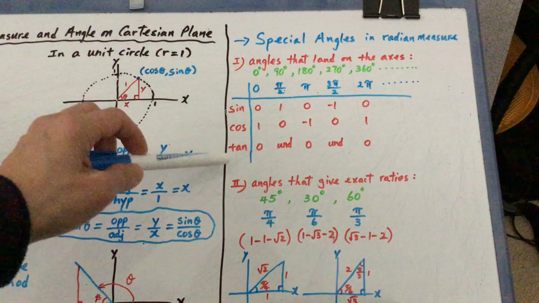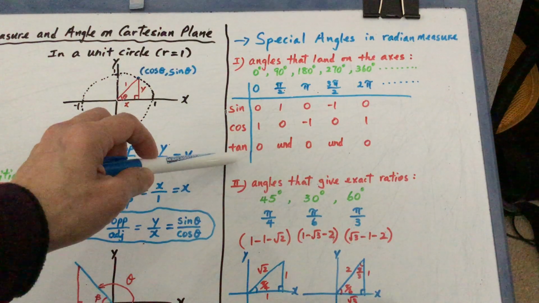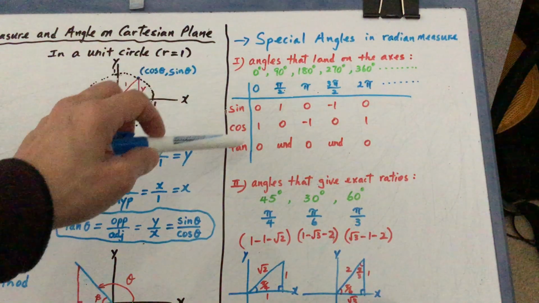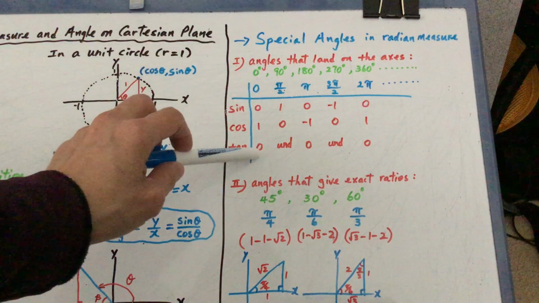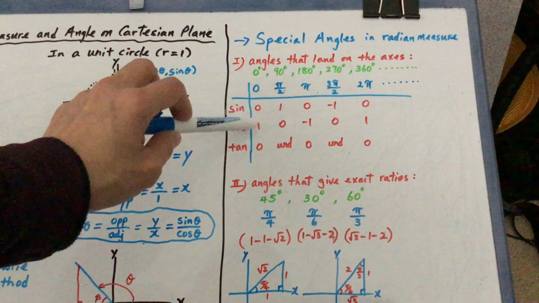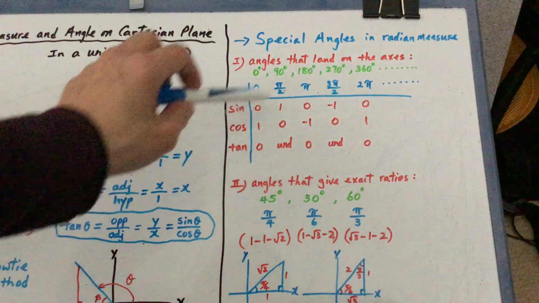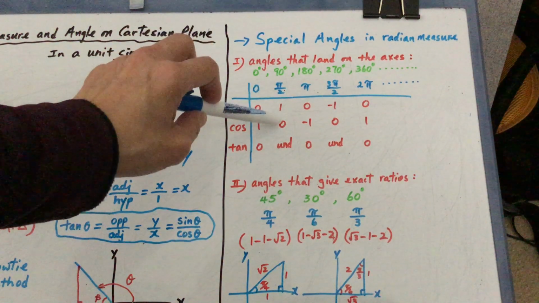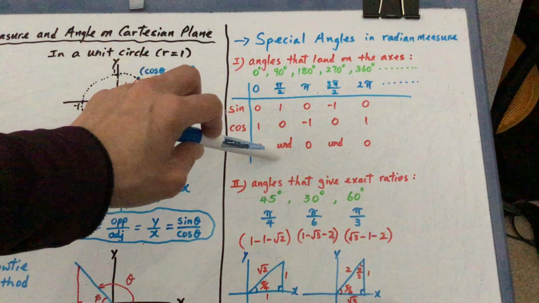And same thing for the tangent. Because tangent is when you have to take the sine divided by the cos, so tangent of 0 will give you 0, since you take 0 divided by 1. But tangent of 90, pi over 2, you would have to take 1 divided by 0, which is undefined.